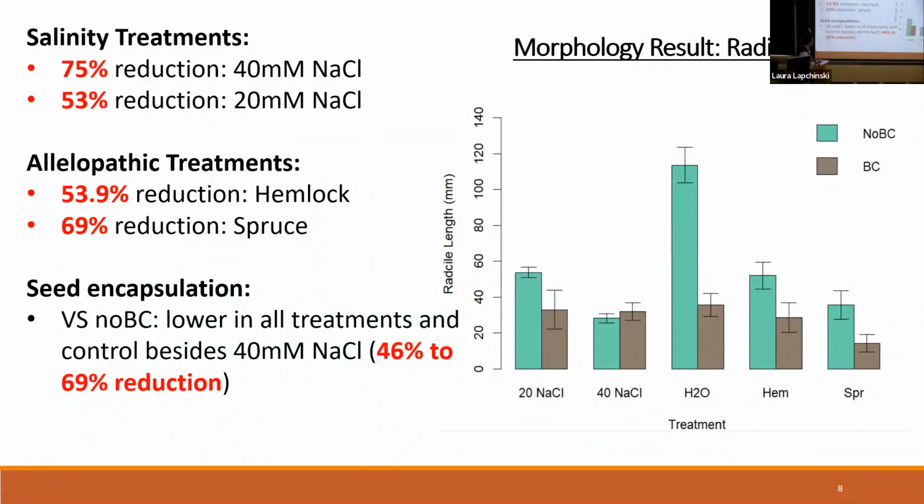Then with seed encapsulation, I see it went down in all my treatments and control in comparison with the non-biochar coated ones. So sorry, the blue bars here. So all of them are reducing besides my 40 millimole of sodium chloride one. So what's happening in there?